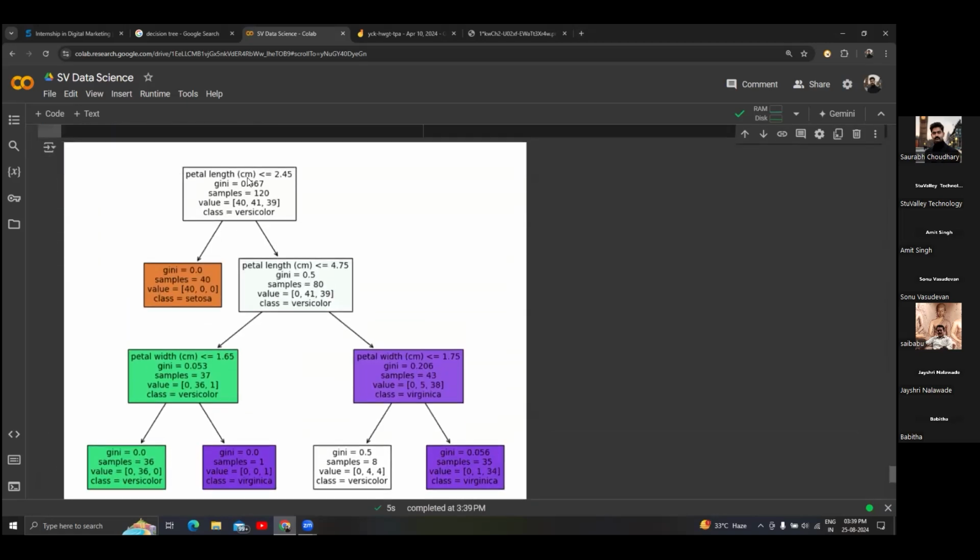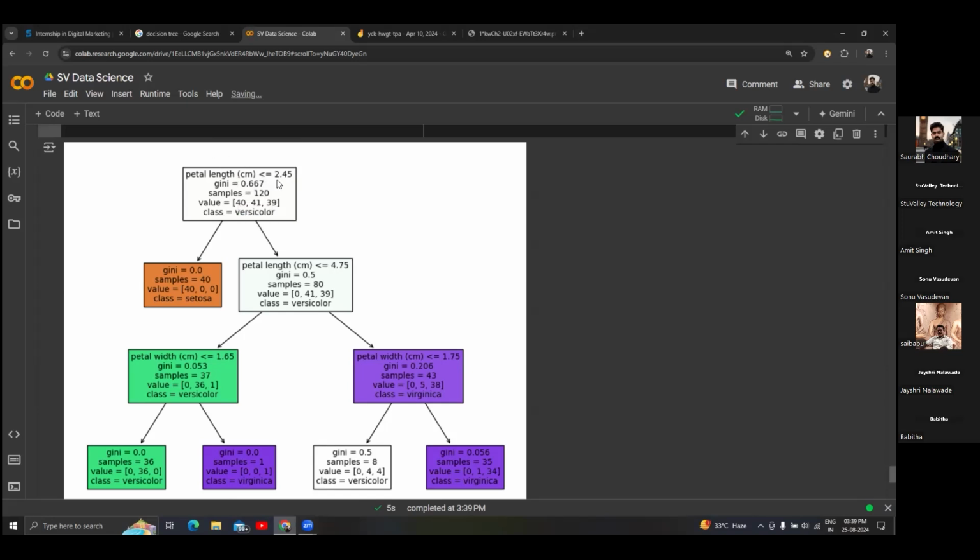See, it will print a tree like this. Petal length was very important, so it's kept on the top. So gain impurity of this is 0.66. See, they are putting the impure a lot on the top. Maybe because that may be splitting the data very nicely.